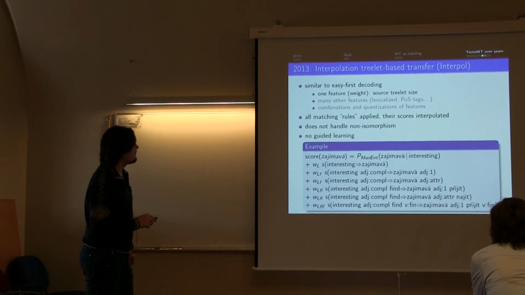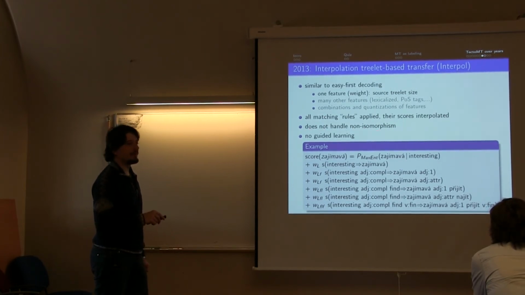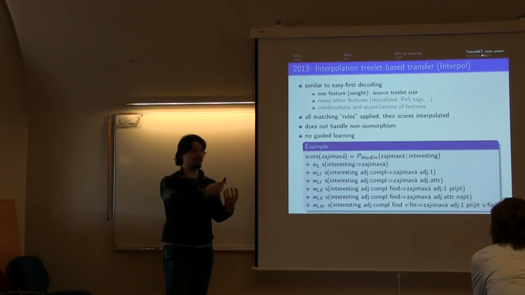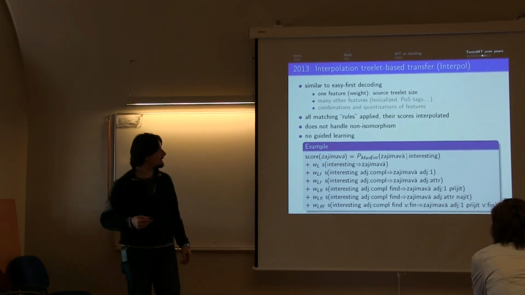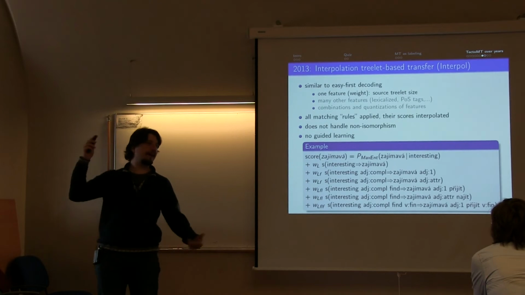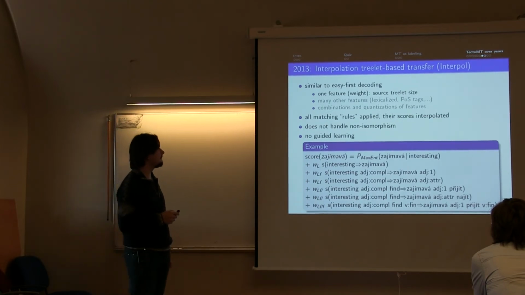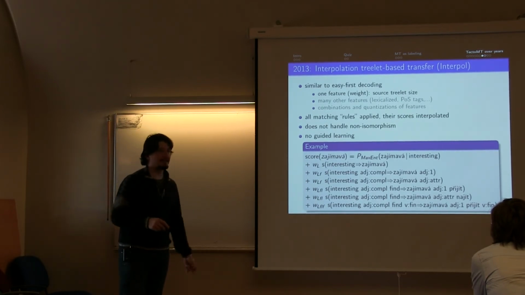So the problem is this does not handle the non-isomorphism. If I want to know which target node corresponds to which one, I basically need to have just one-to-one correspondence there. But as I said before, there are other ways to handle the non-isomorphism, and no guided learning is applicable here.